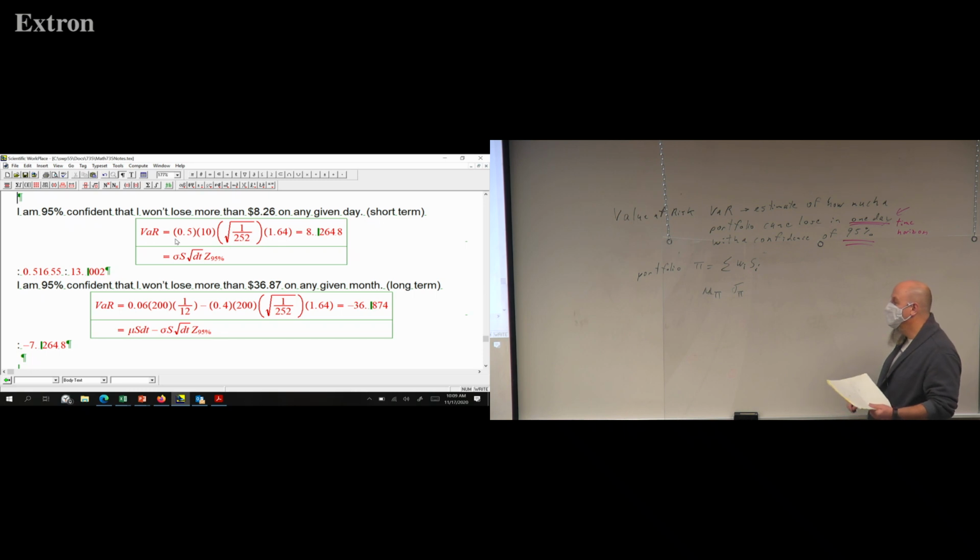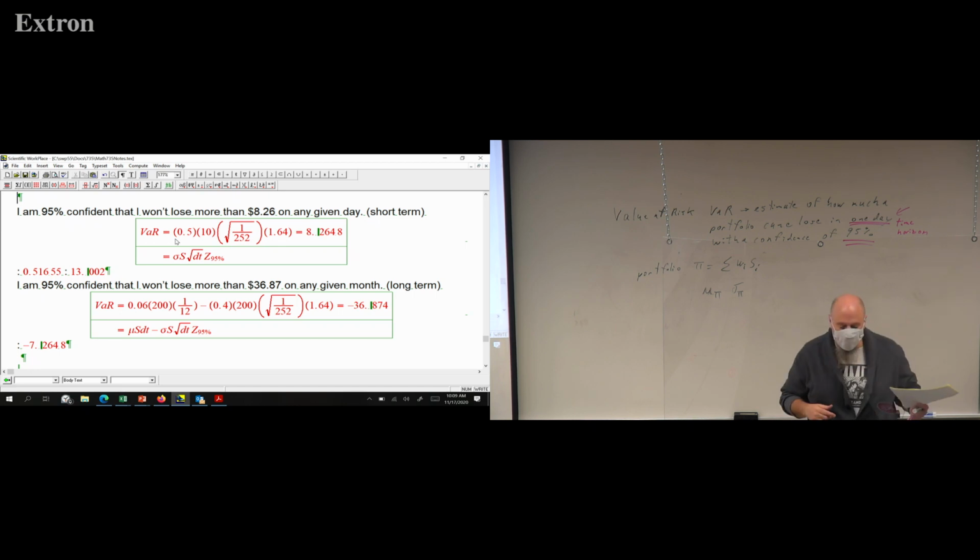But here in just stocks, if I were to do one of these calculations and come out with a negative answer, I guess I would have to interpret what I mean by a negative answer. Can you get a value at risk such that you're not losing any money?